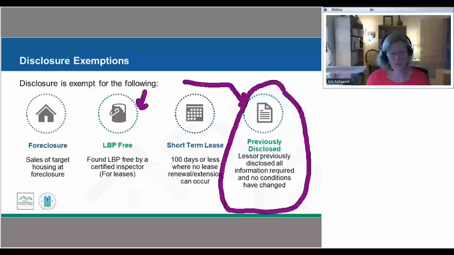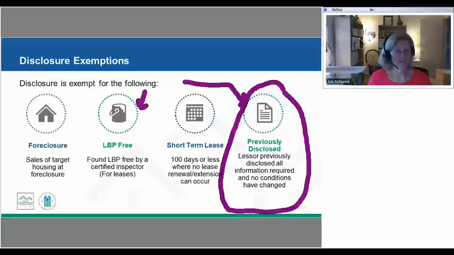We know that there was lead in the kitchen, and we did work in the kitchen, and here's the results of that. And the same family stays in that unit, and we're at lease renewal, and nothing has changed. So we have not learned about any new lead hazards. Nothing has changed in the common areas. I do not need to provide another disclosure notice. So since it's been previously disclosed, that was last year, and nothing has changed, I do not need to provide another one.